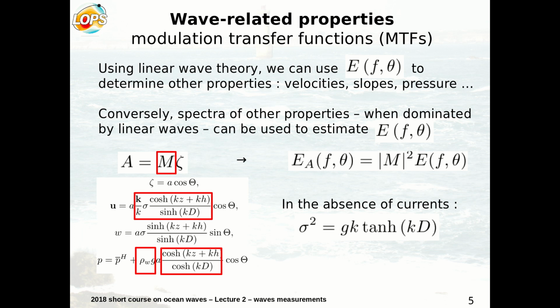And so, in the absence of currents, you may want to use this relationship between the wave radian frequency and the wave number, because for some of these functions, sometimes you need to have the k, sometimes you need to have the frequency, or both.